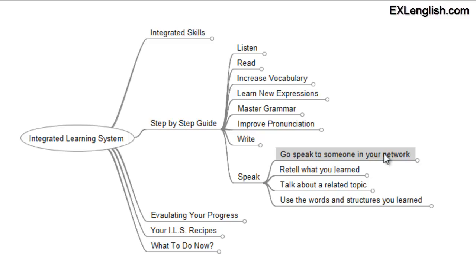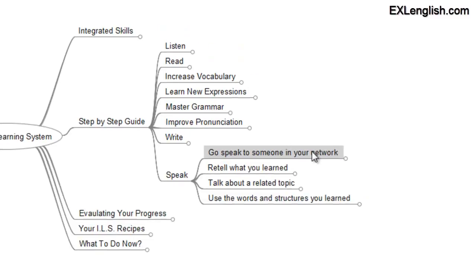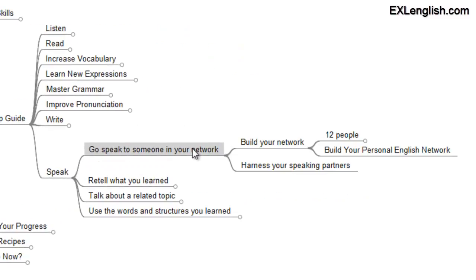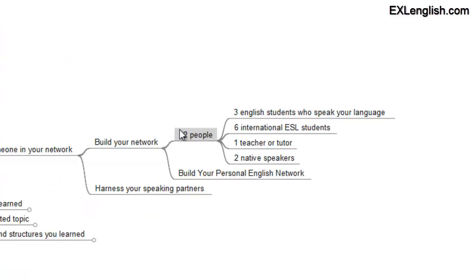Now, we're not going to go into a lot of detail here in this video, but in the speaking classes where we go into how to build your English speaking network, if you've seen that, then you know we recommend you have 12 people in your network. And I recommend that you have 3 English students who speak your language.